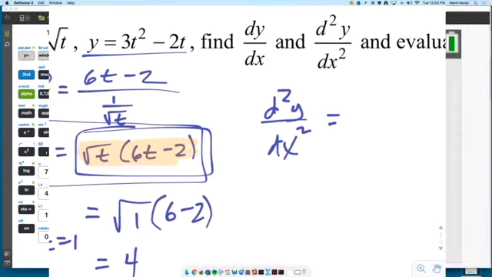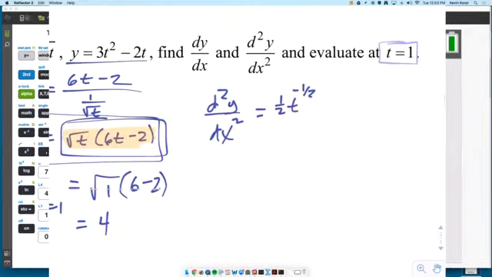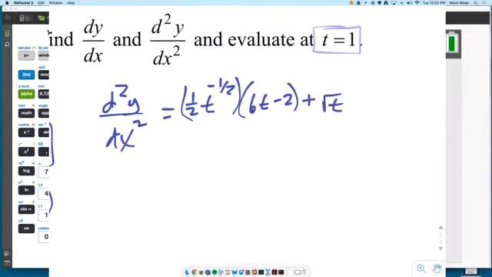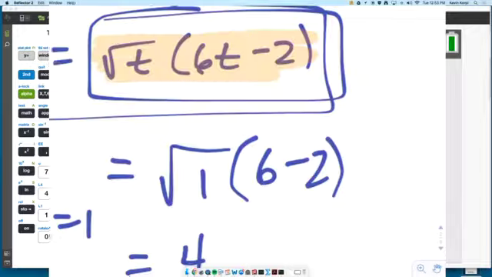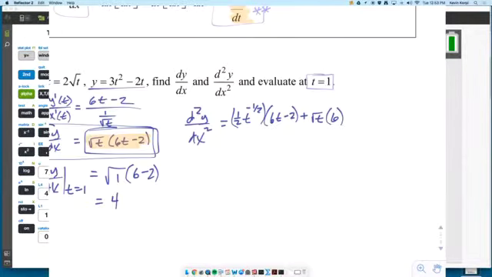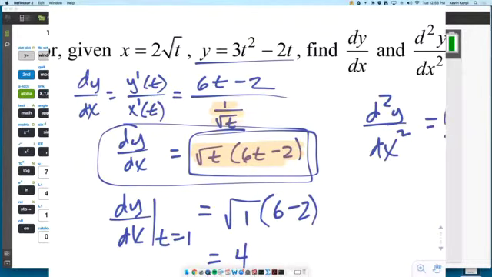The first factor is square root of t. That's really t to the 1/2. So it becomes 1/2 t to the negative 1/2 times the second factor just goes for the ride. So it's 6t minus 2 plus then it's the square root of t times the derivative of 6t minus 2, which is just 6. So because we're taking the derivative with respect to x and not with respect to t, I can take the derivative of the derivative with respect to t, but then I have to divide through by another dx dt, which is this guy right here.